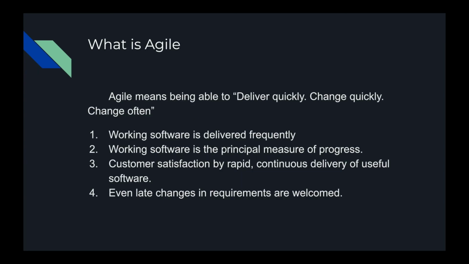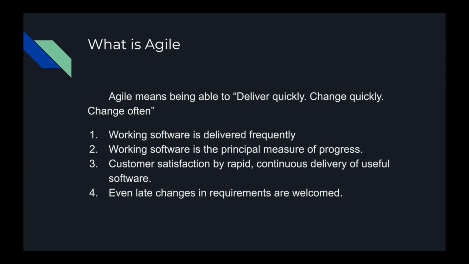Then what is Agile? Agile is a really popular software development term. Agile means being able to deliver quickly and change often. This is really simple to understand, but more particularly, as a software development team, we want to frequently deliver working software to our customer. And in order to measure the progress of our development, the delivery of working software will be one of the main measurements of how much progress we have made.